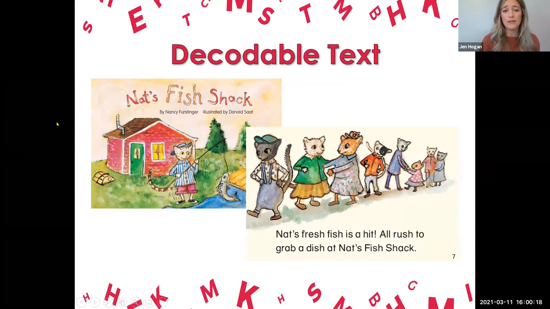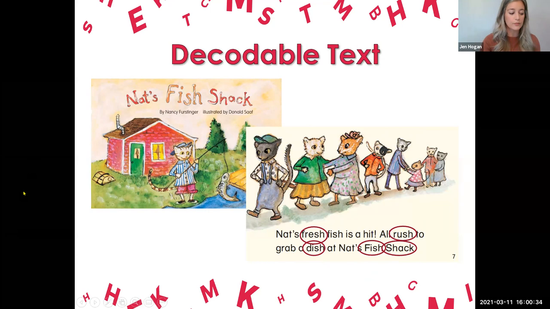Here is an example of a decodable text that you might use for that target SH digraph. And you can tell just by looking at it that we're working on the SH digraph and closed syllables. So this is an example of a text that you might use to support that skill.